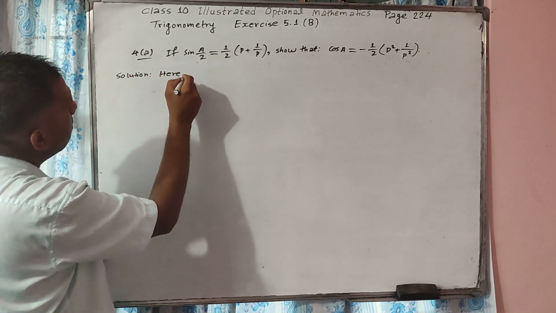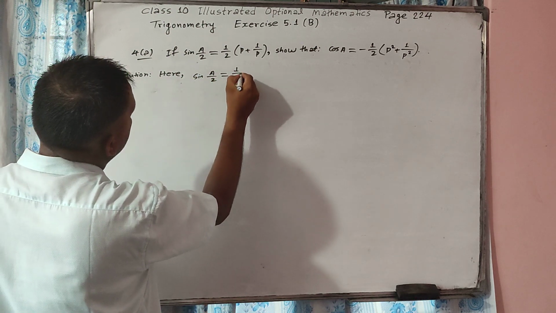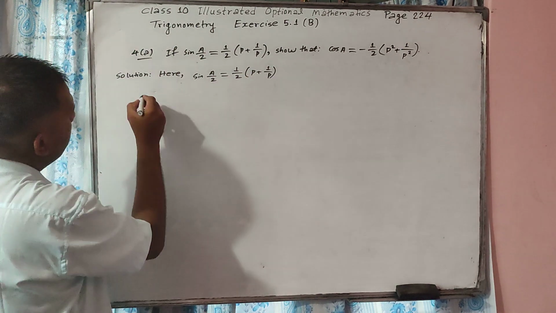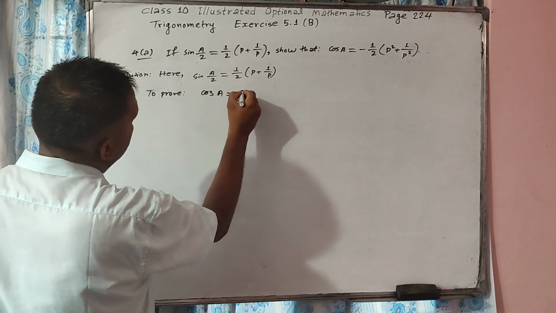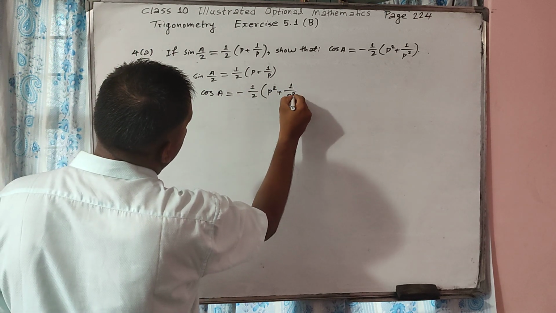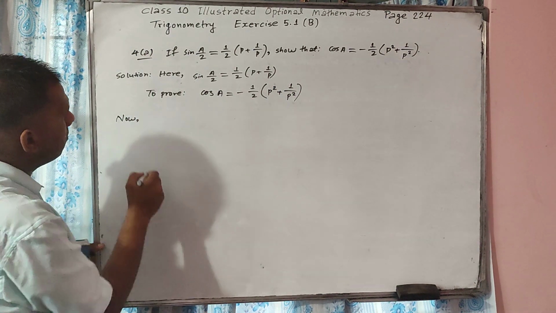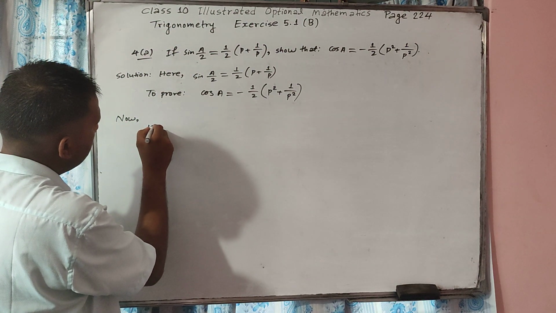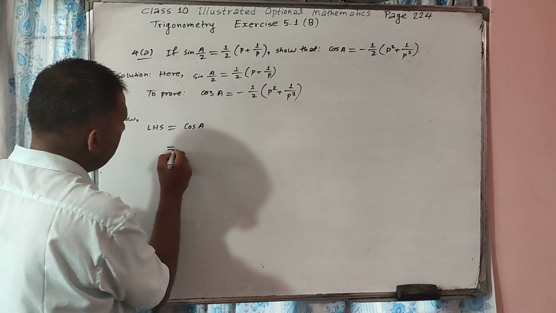Here sin a by 2 equals 1 by 2 times p plus 1 by p. To prove cos a equals minus 1 by 2 times p square plus 1 by p square. Now LHS equals cos a.